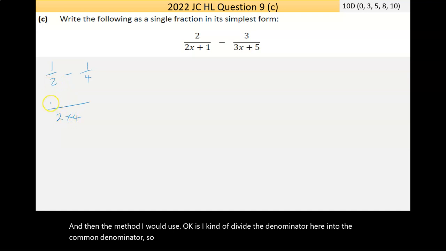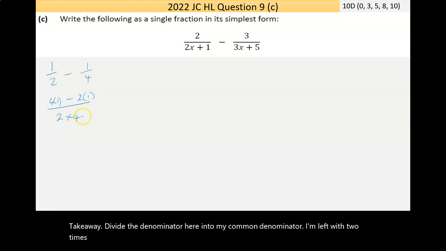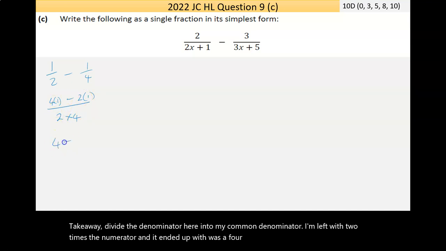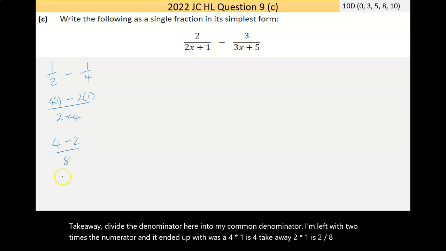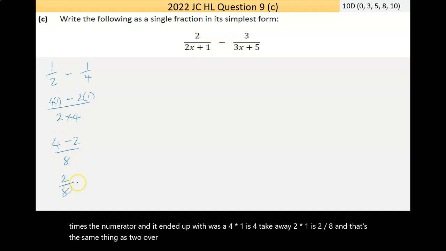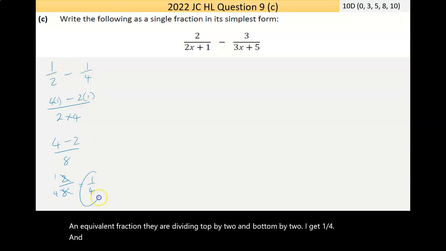So you're left with the 4. So it's 4 times the top number. Take away, divide the denominator here into my common denominator. I'm left with 2 times the numerator. And I'd end up with 4 times 1 is 4, take away 2 times 1 is 2, over 8. And that's the same thing as 2 over 8. Now an equivalent fraction there, dividing top by 2 and bottom by 2, I get a quarter. And a half take away a quarter is a quarter.